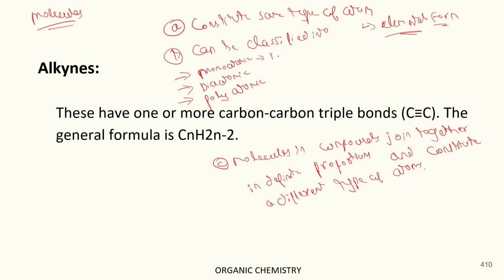Monatomic is a condition when there is only one atom inside the molecule. Diatomic stands for two atoms inside the molecule, and polyatomic stands for more than two atoms inside the molecule. Got it? And thereafter, the molecules in compounds join together in different proportions and constitute different types of atoms. Definite proportion is a derivation of two laws of conservation of mass.